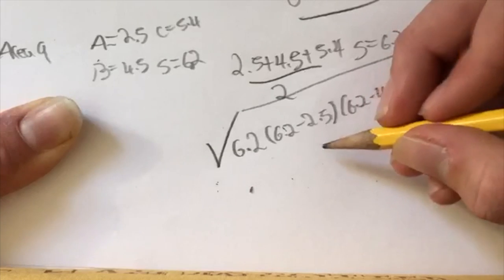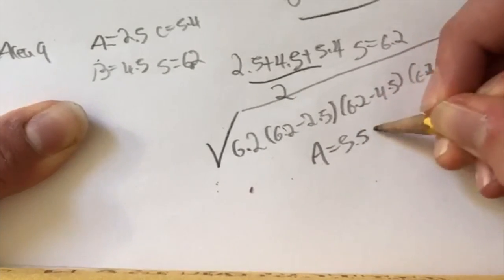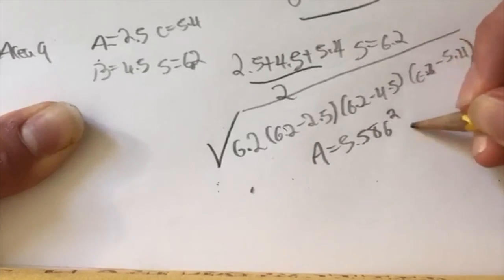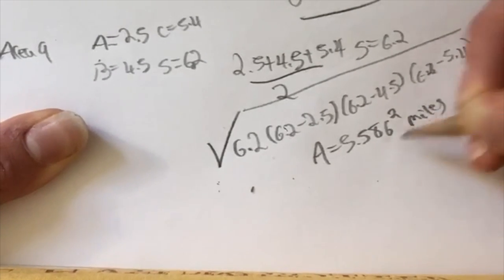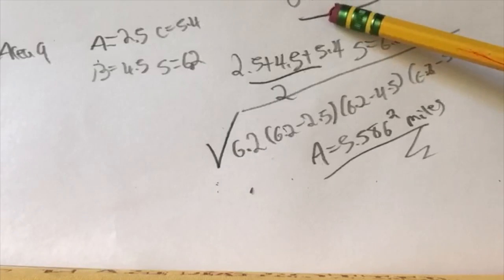Plug it into the calculator. It's going to be equal to area equals 5.586 squared miles. And that is the area for number 9, triangle 8.